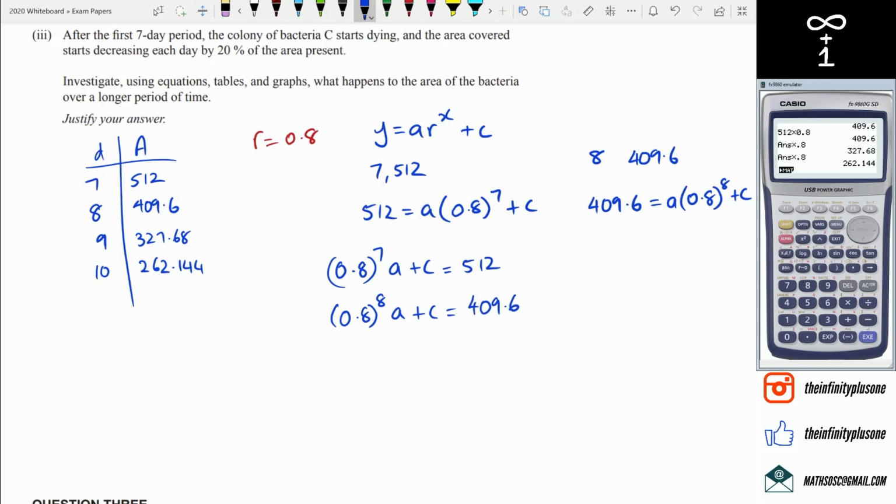Once again, I could use simultaneous equations and subtract them and get it. Or I'm just too lazy this morning and I'm going to go straight into the calculator's simultaneous equations. Number of unknowns is 2. And I'm going to put down 0.8 to the power of 7. That already works it out. c is 1. And this one here I'm going to put as 512. Then I've got 0.8 to the power of 8. c is 1. And I've got 409.6.